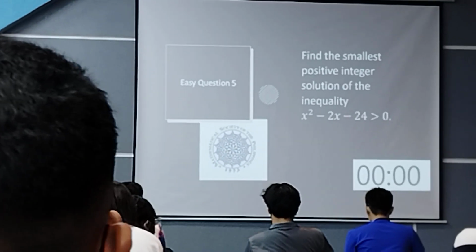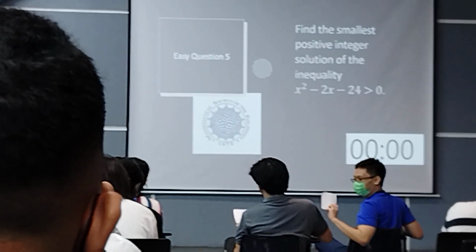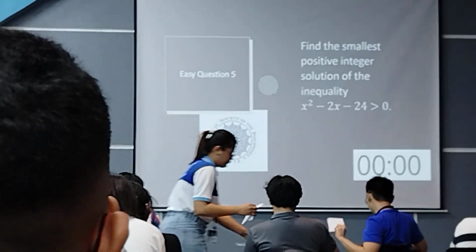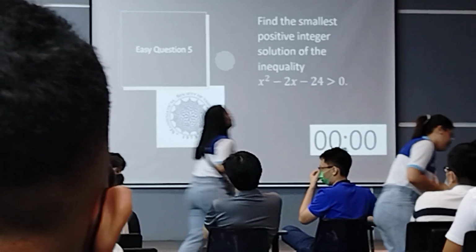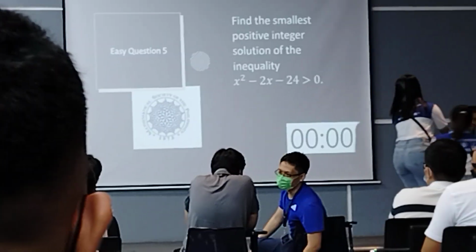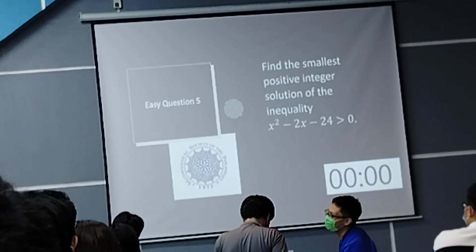Hands up. Possible solutions now assume are the numbers greater than 6, and therefore the smallest positive integer that will satisfy that is actually 7.